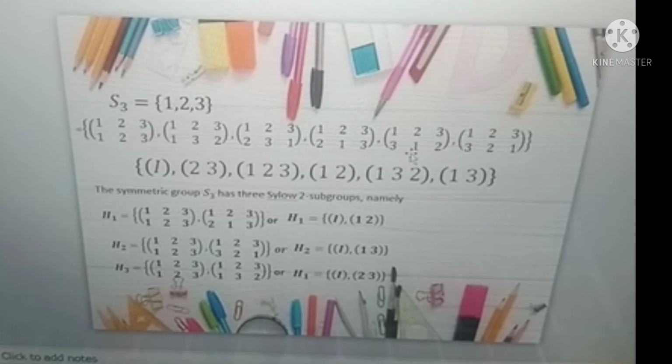Then the next one, 1 to 3. This is the original element: 1 maps to 3, 2 maps to 1, 3 maps to 2. So 1 maps to 3, and 3 maps to 2, no?